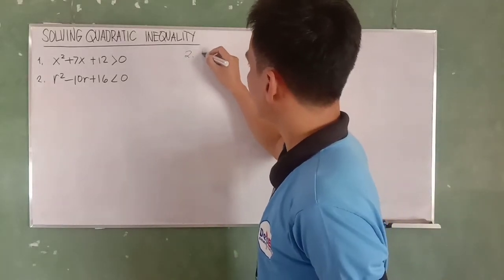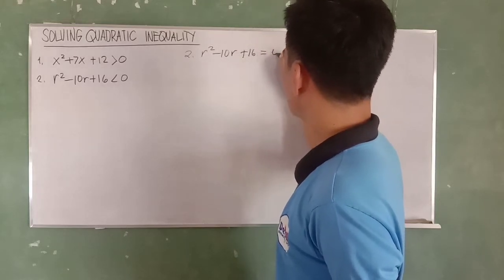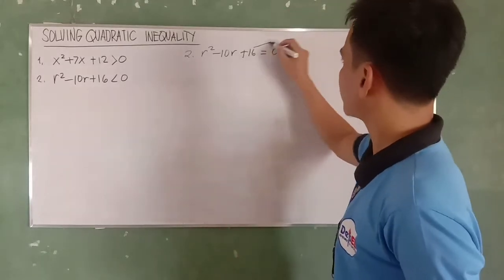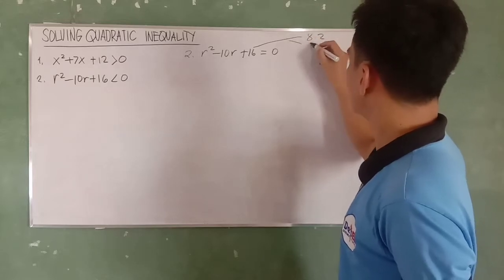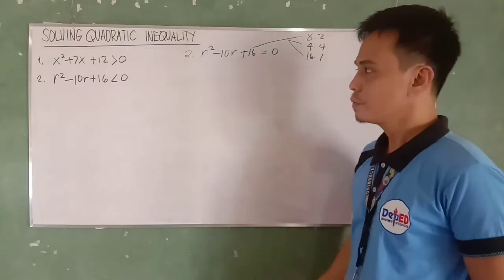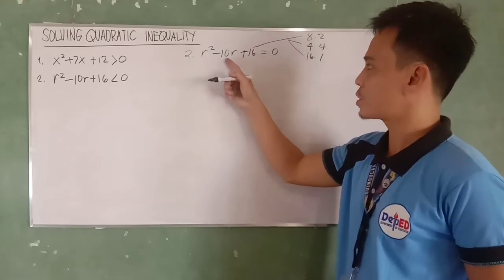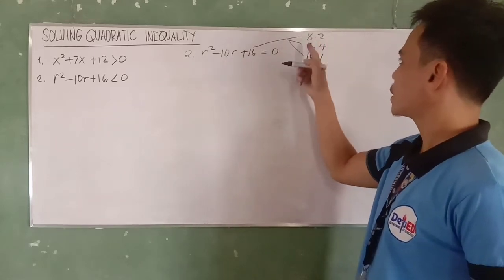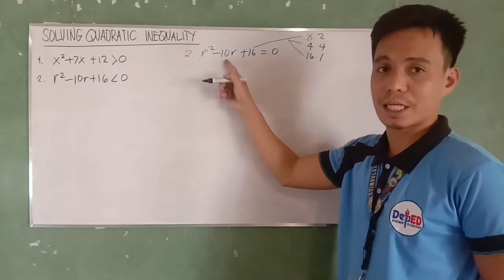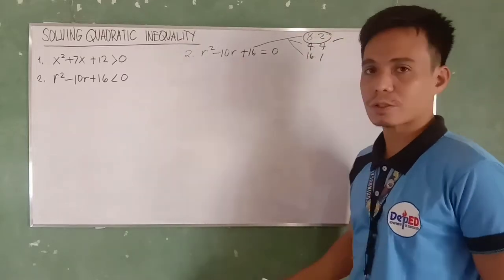So this is r squared minus 10r plus 16 is equal to 0. Equate mo natin siya to 0 para makuha natin yung roots. So therefore, factors of 16 are 8 and 2, 4 and 4, 16 and 1. Looking back with our linear part, which is negative 10, hahanapin natin dito sa factors kung saan kapag nag-add or nagsusubtract tayo, lalabas yung 10. So therefore, lalabas yung 10 kapag i-add natin yung 8 and 2. So our factors are 8 and 2.